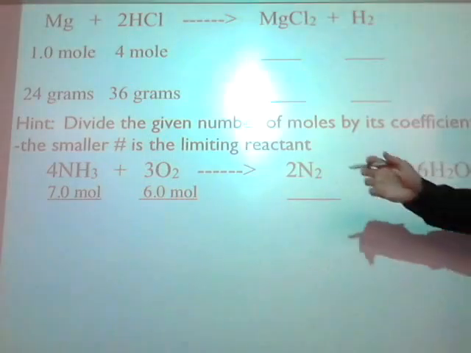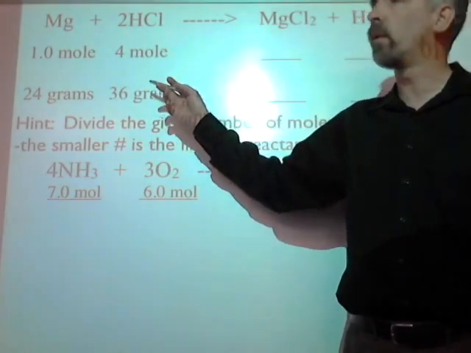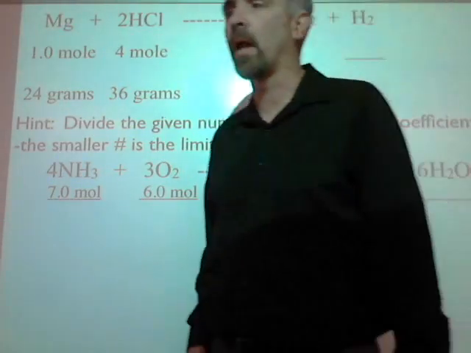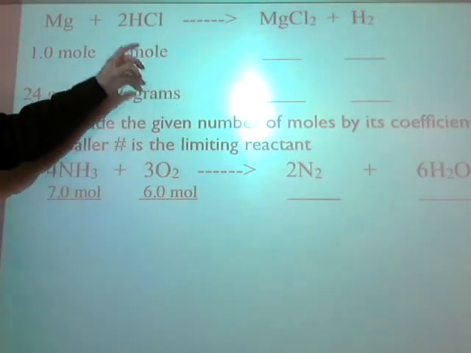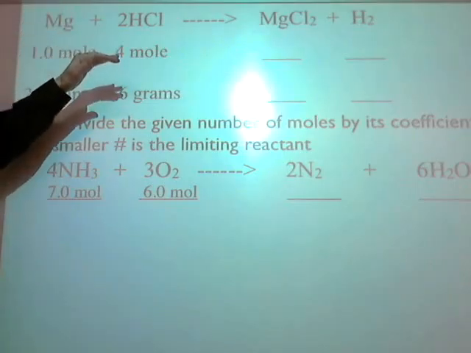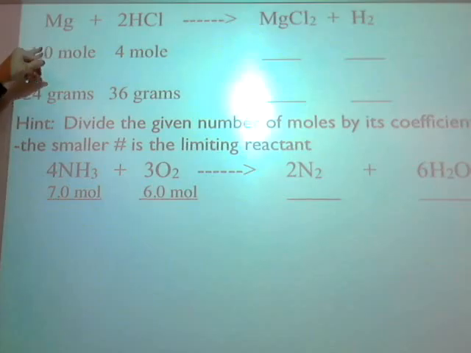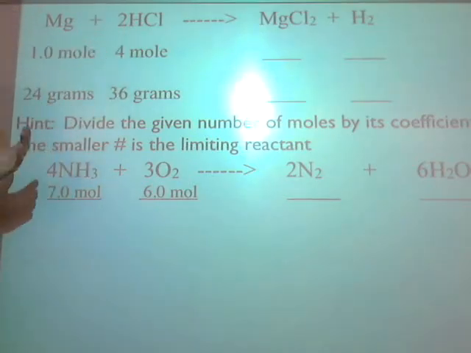So if we take a look at this one, it's relatively simple. Can you see who's in lesser abundance here for the first one? And I'll show you a little trick, a little hint. The way you can always tell is divide the moles you're given by its own coefficient, and whatever is a smaller number is going to be the limiting reactant. So if I divide 1 by 1, I get 1. If I divide 4 by 2, I get 2, right? So the smaller one is this one.